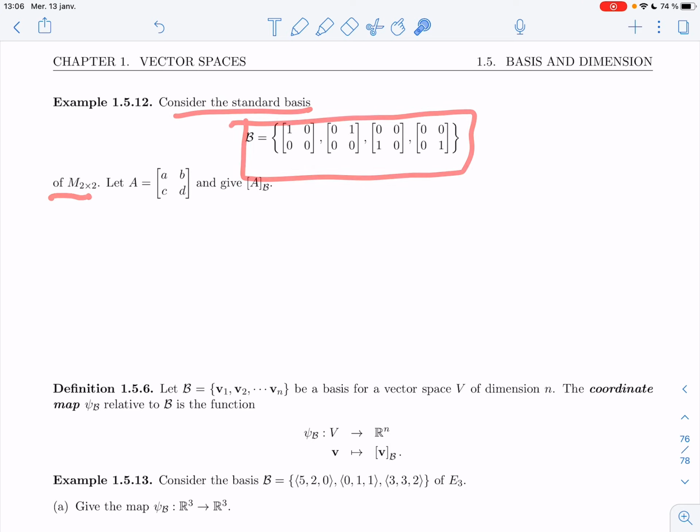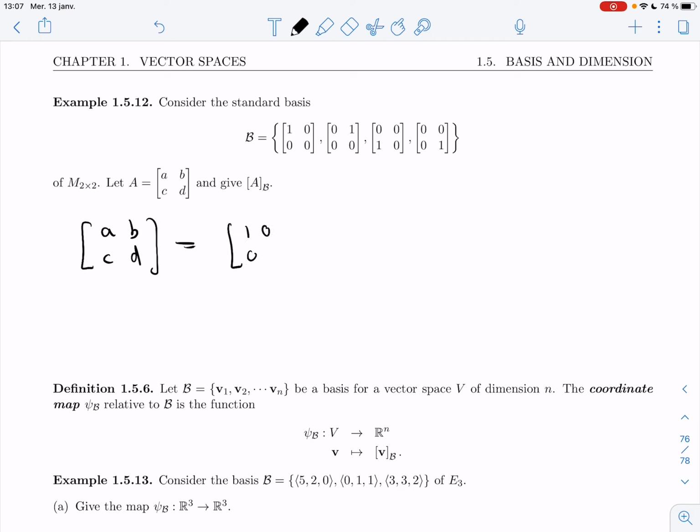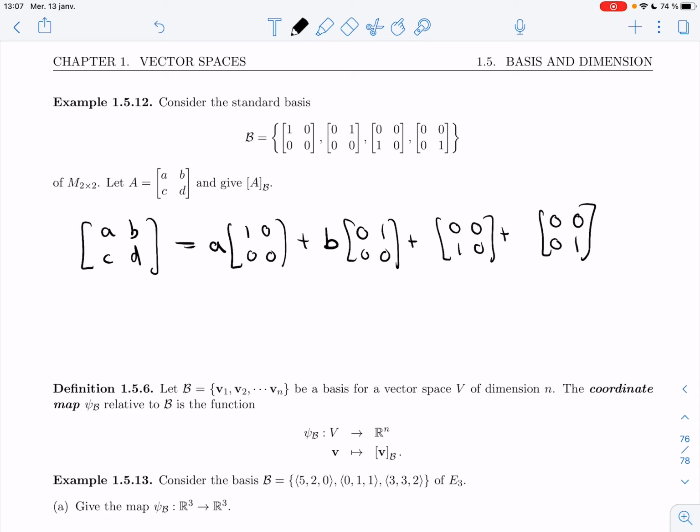to 2. I'm going to take a random matrix. I want to give the coordinate vector. All right, so I need to write A, B, C, D as a linear combination of 1, 0, 0, 0, plus 0, 1, 0, 0, plus 0, 0, 1, 0, plus 0, 0, 0, 1. All right, so I'm going to take A times this, B times this one, C and D, and that's going to give me the right answer. And so that means that the coordinate vector is just A, B, C, D.